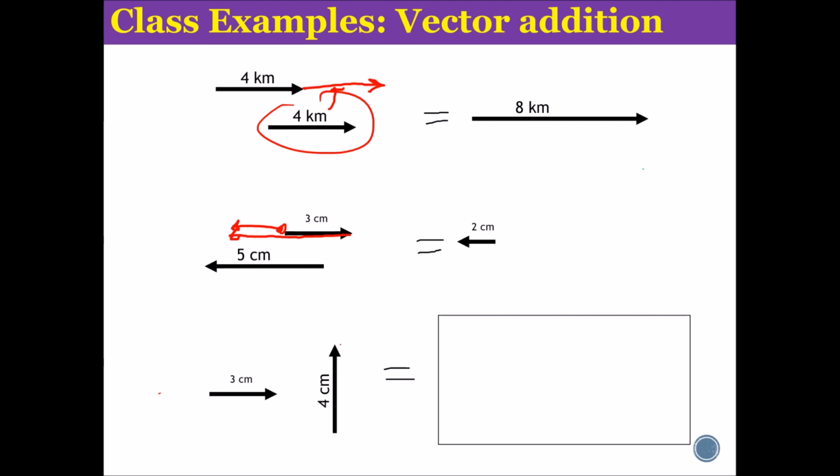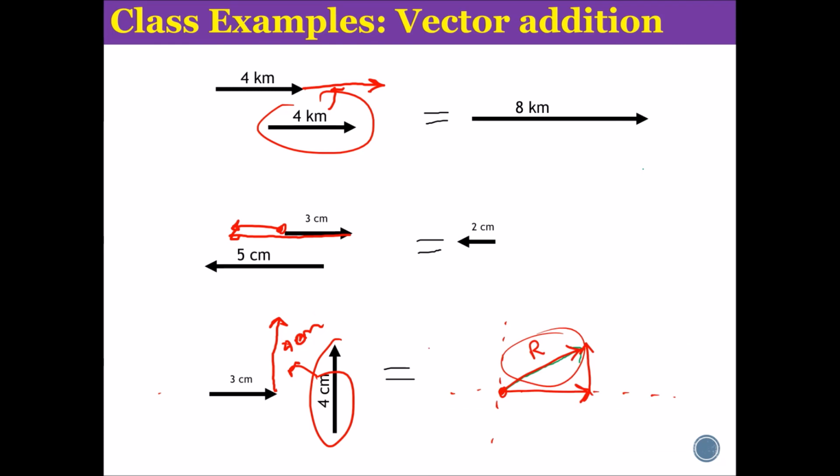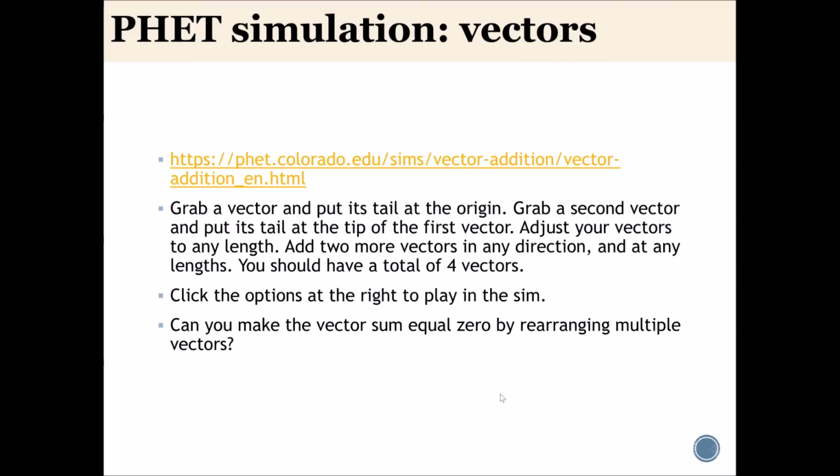And lastly, if I were to pick up this second vector and put it tip to tail with the first one, you get 4 centimeters up. Your resultant should be 5 centimeters in this direction. You don't have to draw that to scale, but there we go.